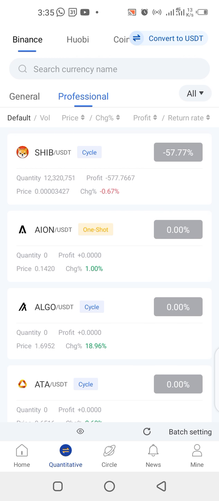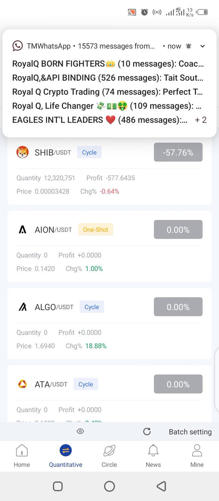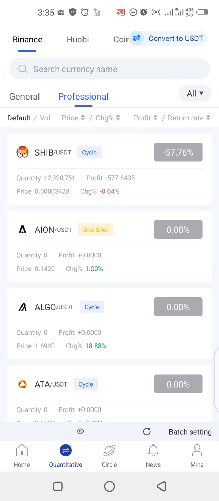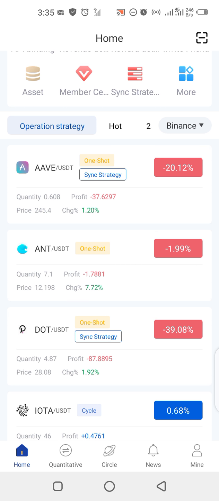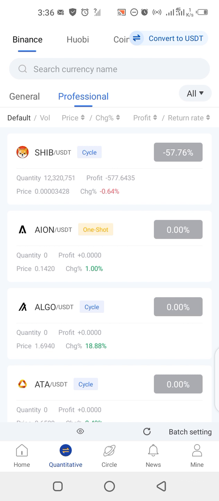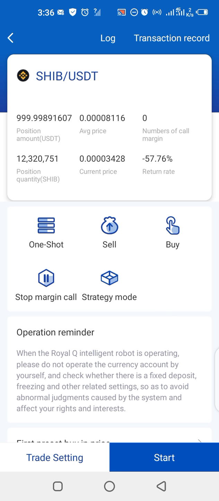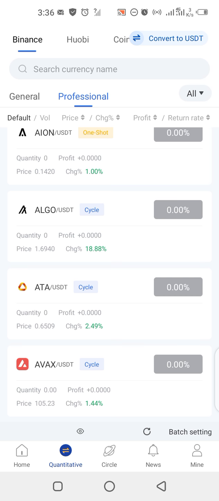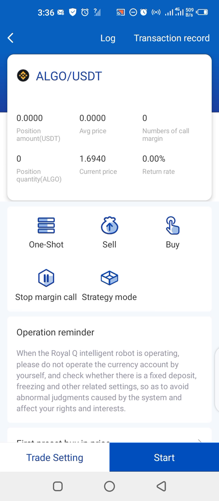So I want to look at the trading parameters, and explain them a little bit more. For example, if you were given a coin to trade, and maybe the coin given is Shiba Inu, you come here, you tap on quantitative, you look for Shiba, maybe Shiba is here, right? So I select Shiba. I'll choose another coin because this is already trading. Okay, let's go for algo, right? You choose algo.